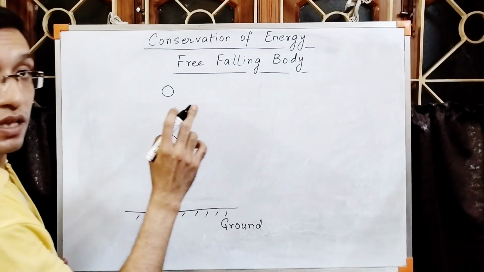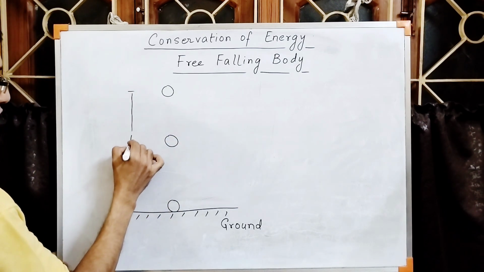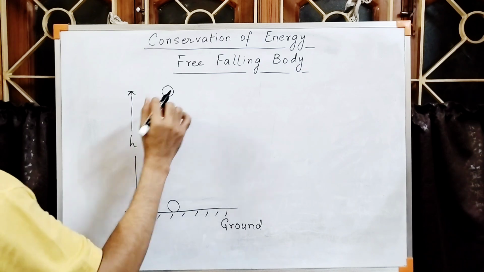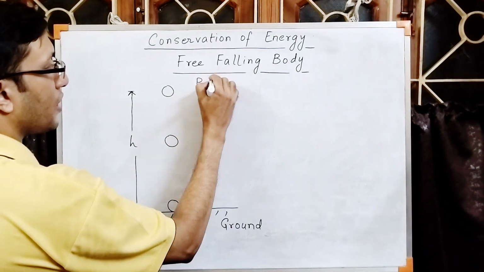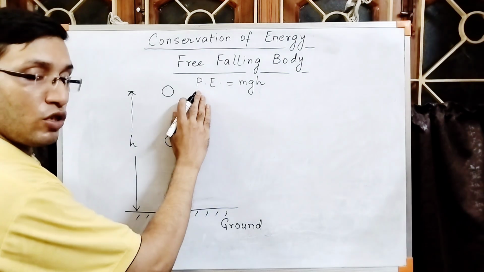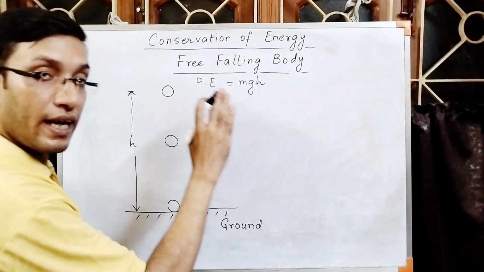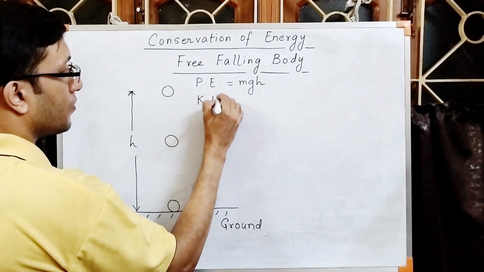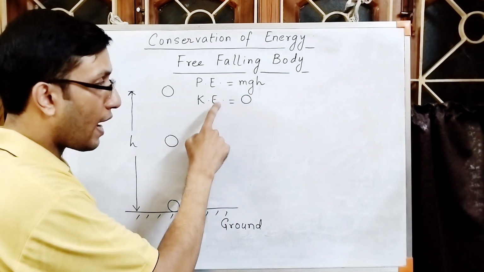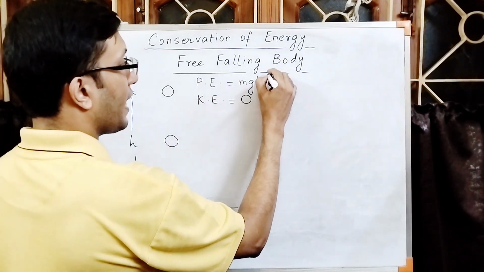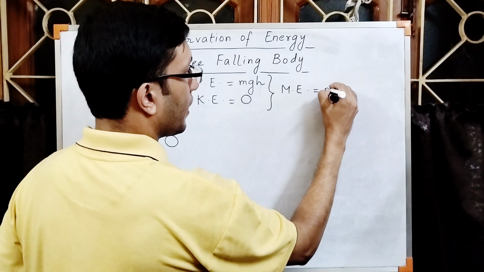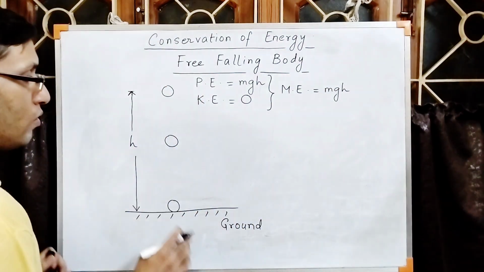Now the body initially is kept at a height h above the ground. So at the topmost point, gravitational potential energy is equal to mgh, right? And since the body is at rest, the kinetic energy of the body over here is equal to 0. That means the sum of potential energy and kinetic energy, the overall mechanical energy at the highest point, is equal to mgh plus 0, that is mgh.